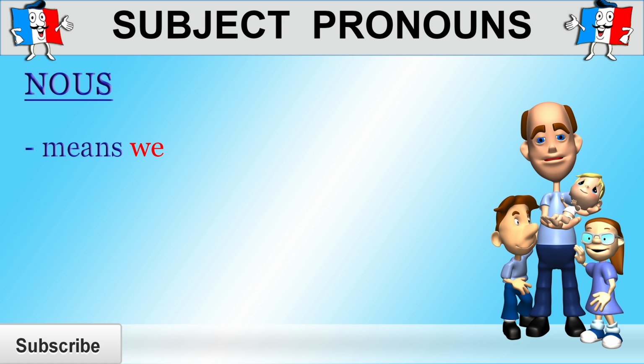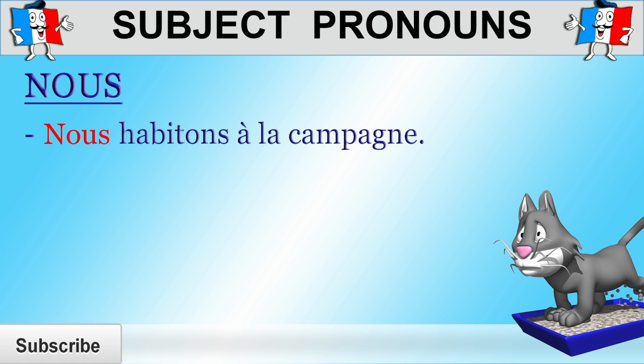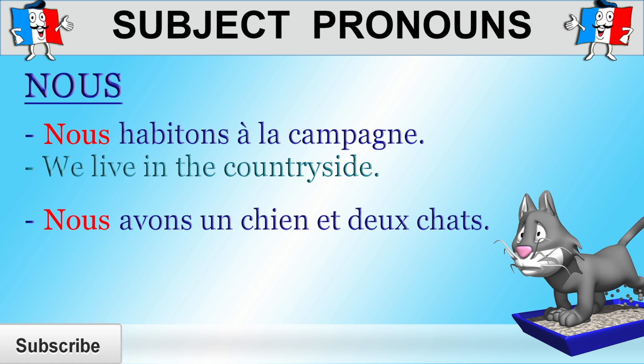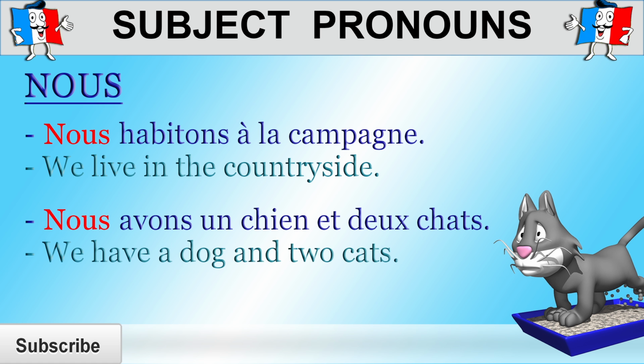Well, the only thing that we've got to say about nous is that it means we. But using nous rather than on is more formal, as on is a familiar way of saying we. Nous isn't. So for example, nous habitons à la campagne. We live in the countryside. Nous avons un chien et 2 chats. We have a dog and 2 cats.